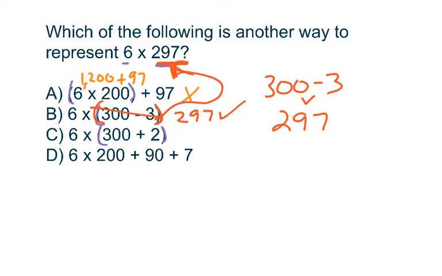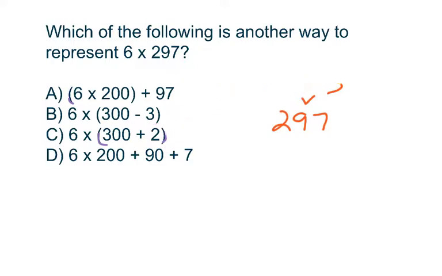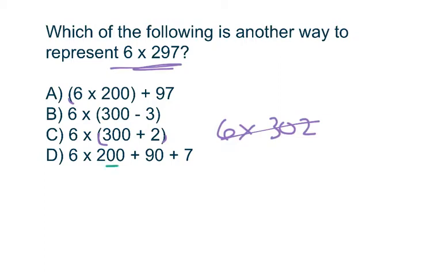My next piece shows me 300 plus 2. Well, 300 plus 2 is 302. So my problem is not 6 times 302. So this would not work because my problem is 6 times 297. And this last piece, well, 290 and 7 were expanded, but my order of operations would tell me that I would multiply this first and then add these two pieces, and that's not what I want. That's why those parentheses are really important.